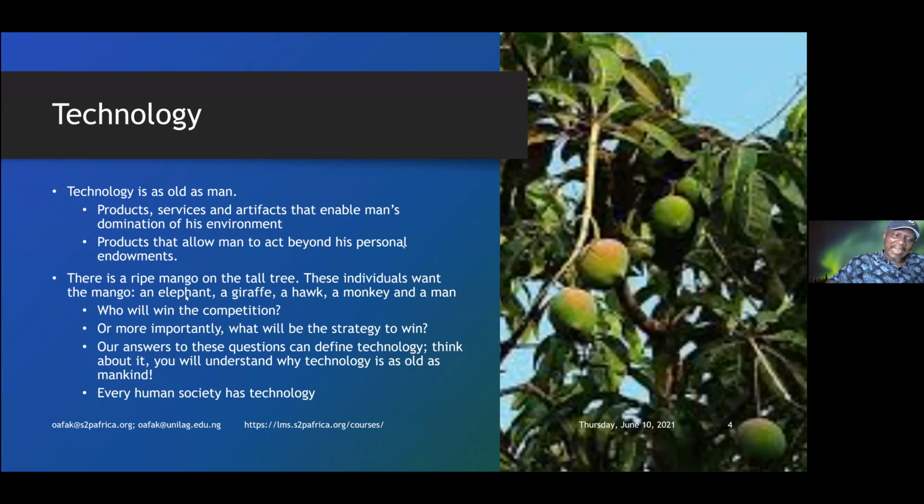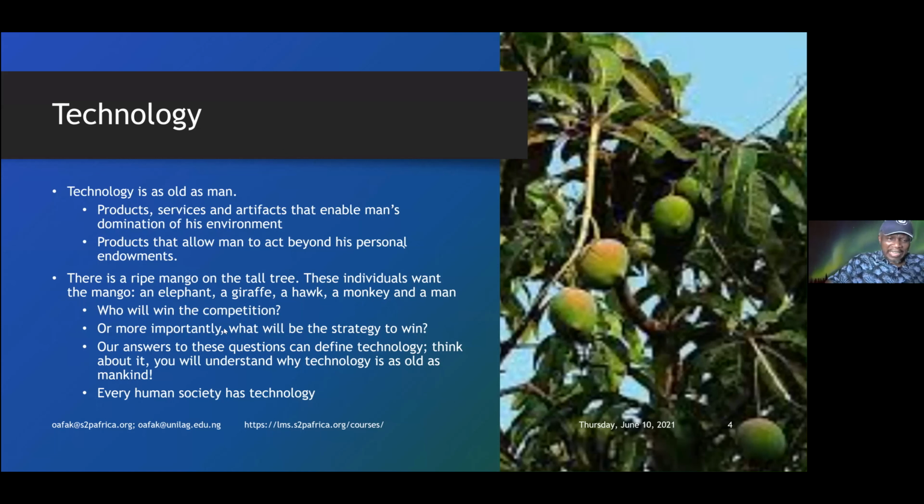remember, an elephant is stronger than a man. A giraffe has a longer neck than a man. A hawk can fly, a man cannot fly. Even though you may be able to climb a tree, a monkey can do that better than you. And now you want to reach this mango. So who is going to win?